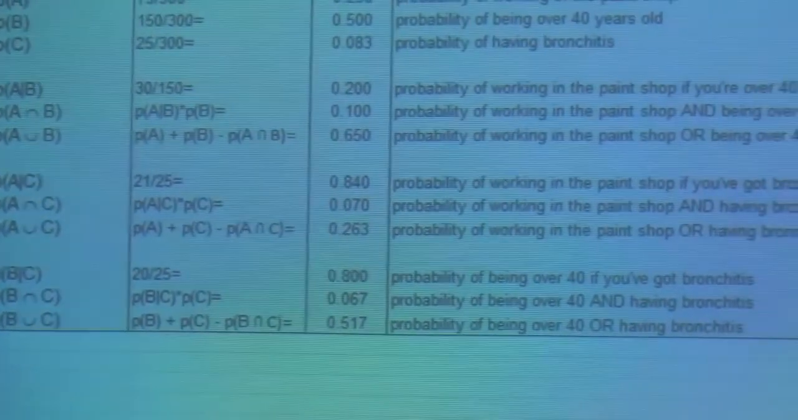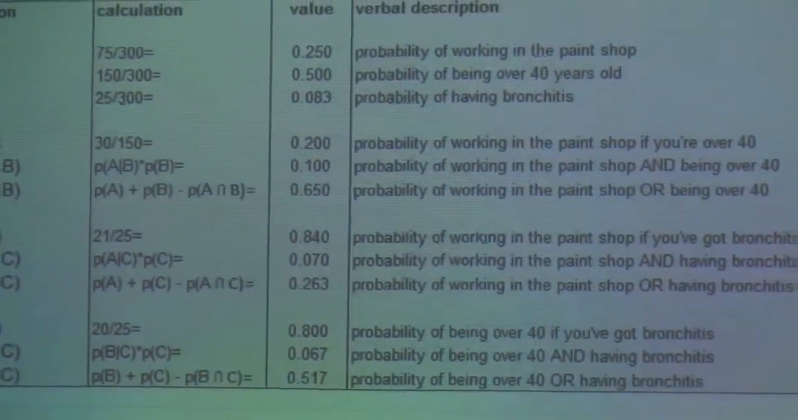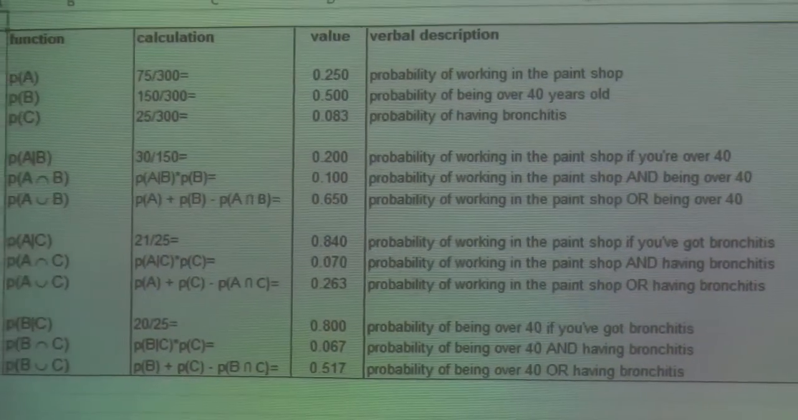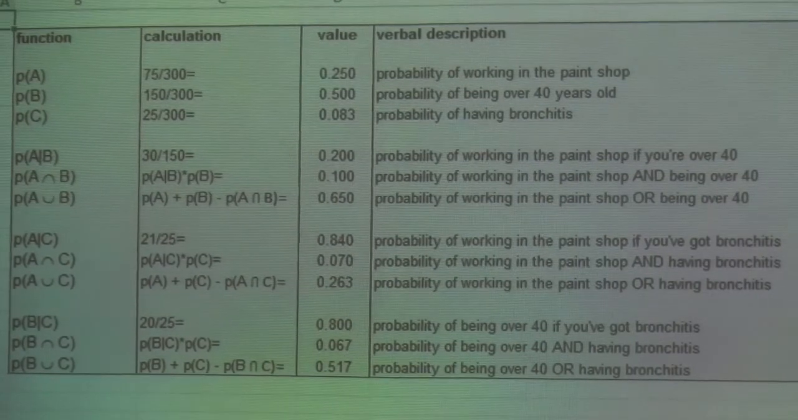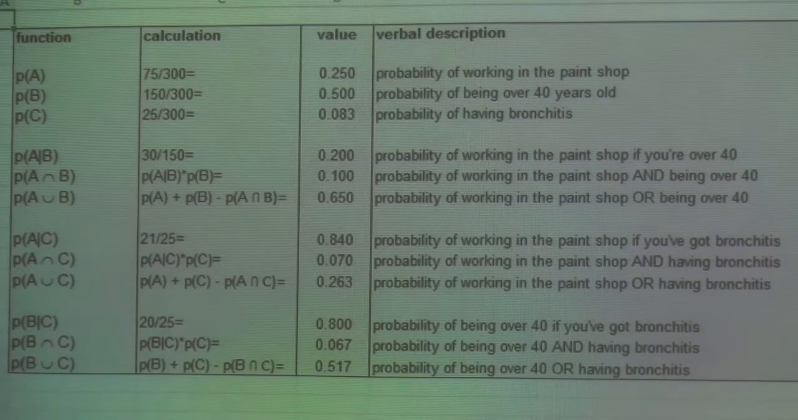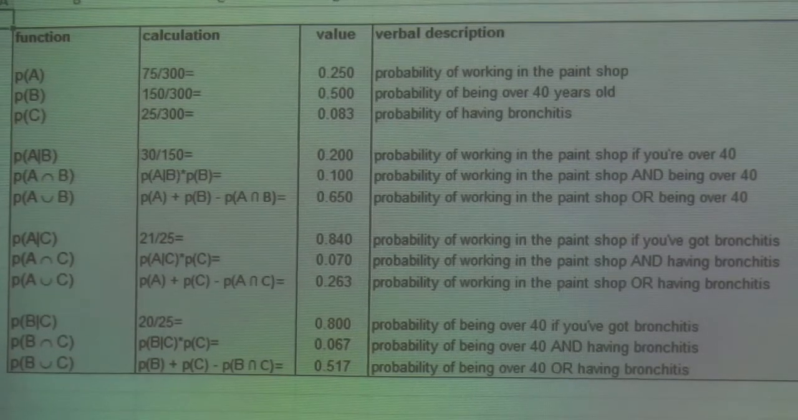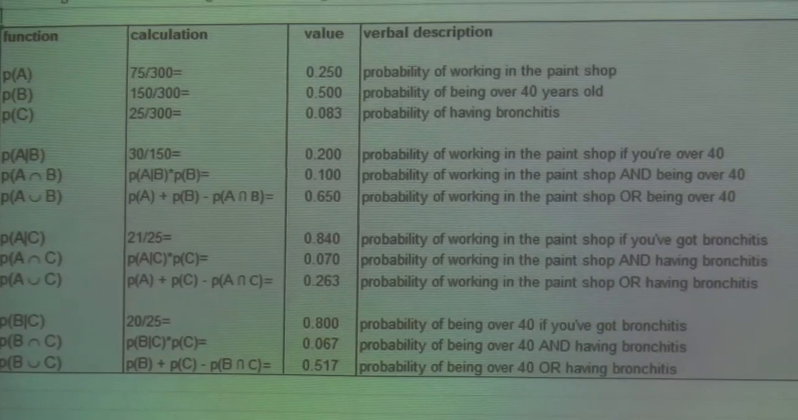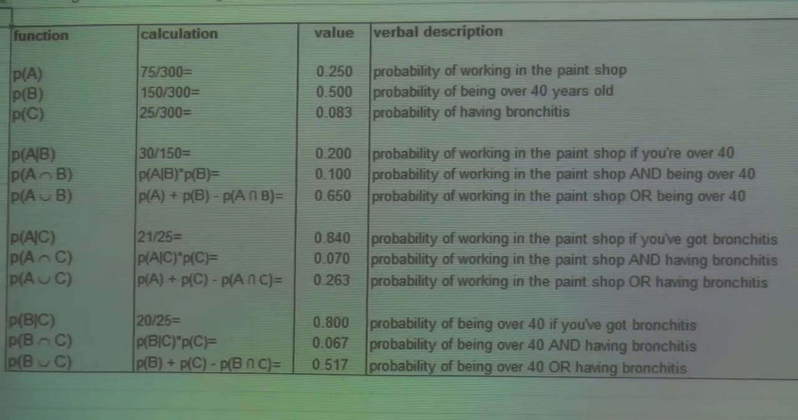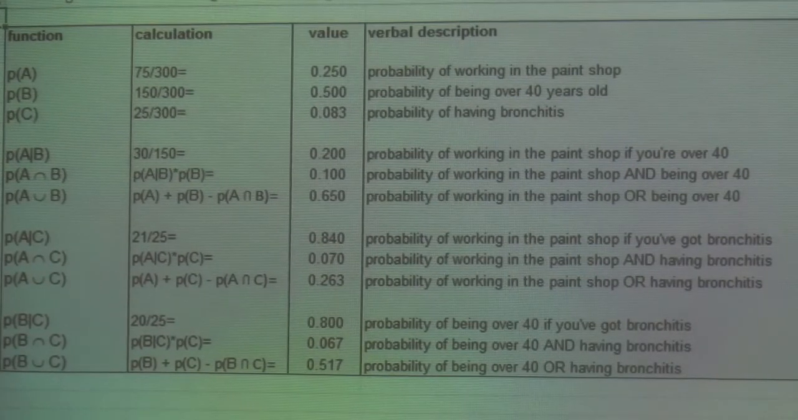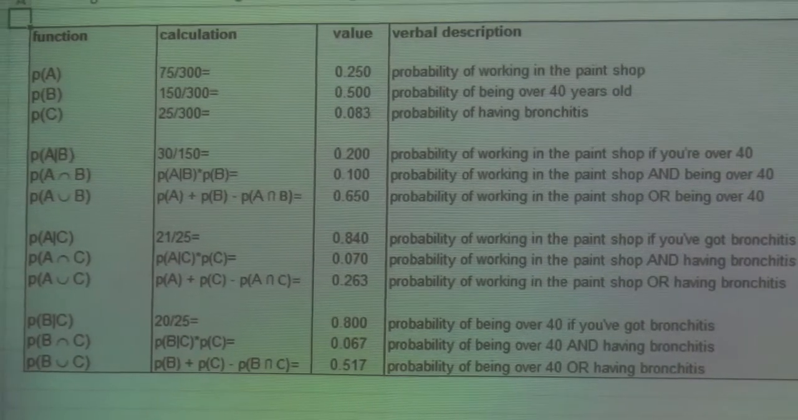So let's take a look at the solution set. I organized it in a particular way because of the use of each one. So the probability of working in a paint shop, these are pretty straightforward. They all have the total universe as the denominator. Okay? So there's 75 out of the 300 work in a paint shop, 150 out of the 300 are over 40 years old, and 25 out of the 300 have bronchitis. Okay, so that's just straight probabilities of belonging to the three sets, A, B, and C.